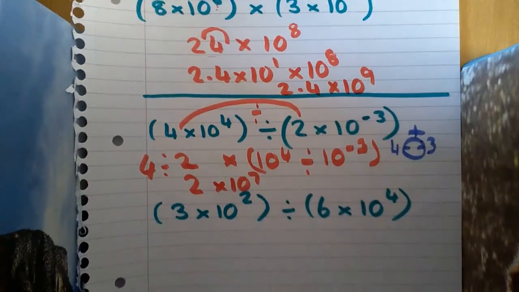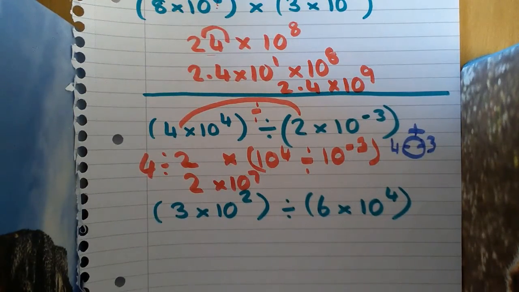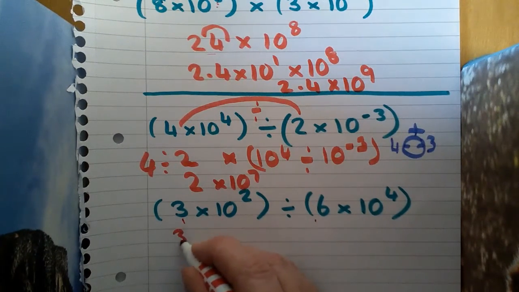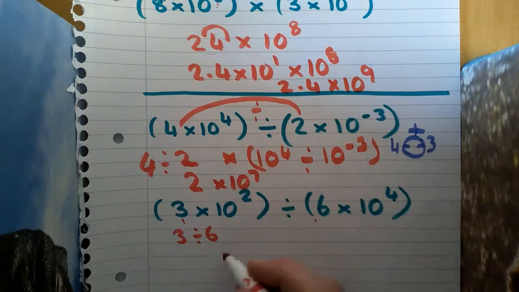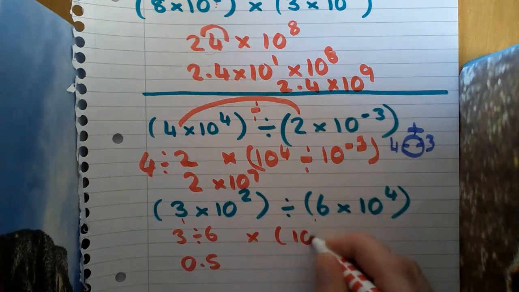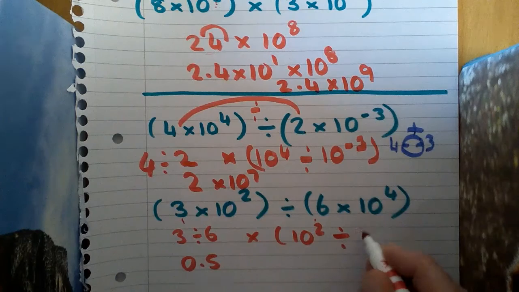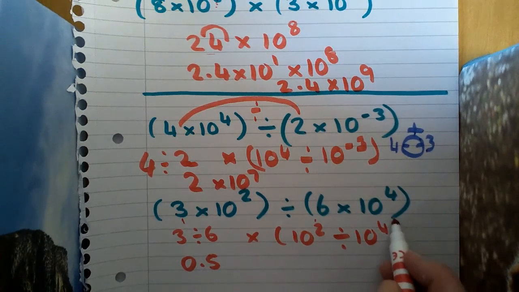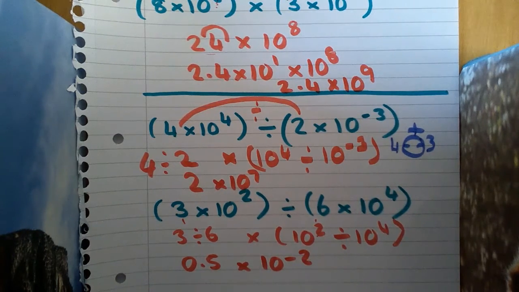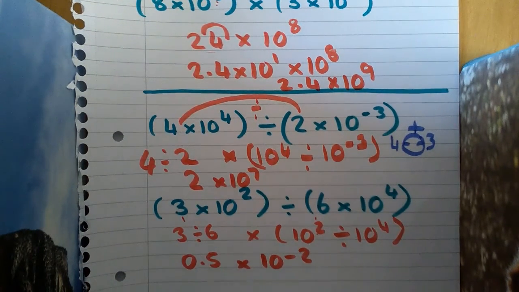And the final one, again, we can sometimes have the same problem that we did with the first one. We're going to do 3 divided by 6. So 3 divided by 6 gives me 0.5, a half. And then it's going to be multiplied by 10 to the power 2 divided by 10 to the power 4. Again, remember, we're subtracting these indices, so that gives me times 10 to the 2 take away 4, which is minus 2. Have to be really careful with negative signs.